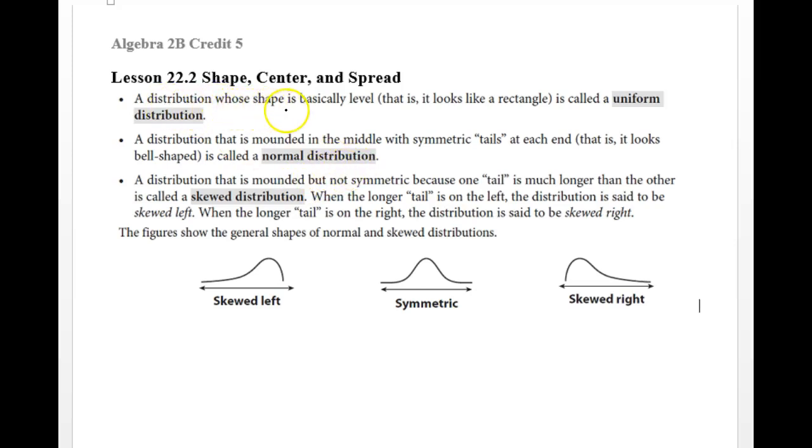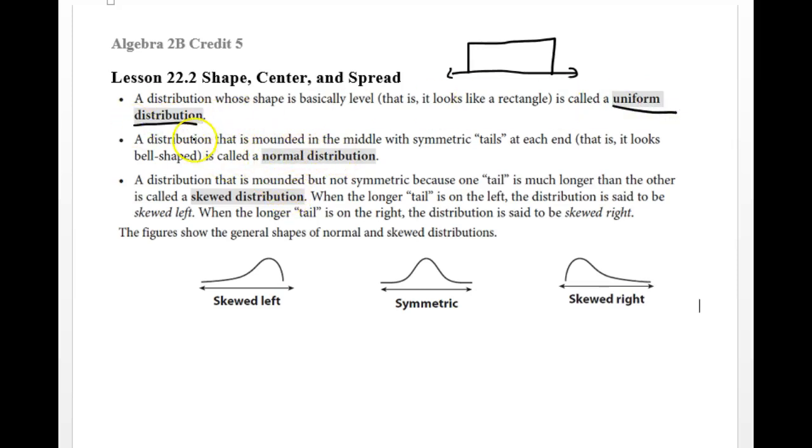So let's say a distribution whose shape is basically level. It'll look kind of like a rectangle, so let's say we have our data. It'll look something like this. That would be known as a uniform distribution.